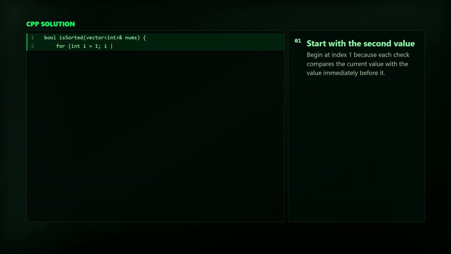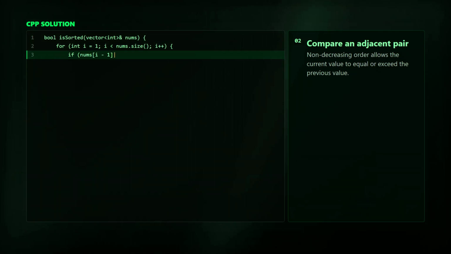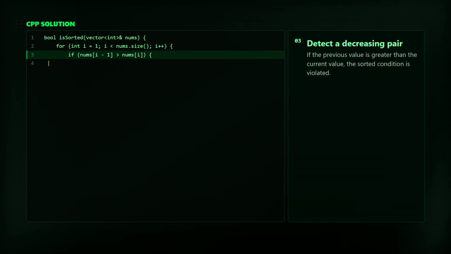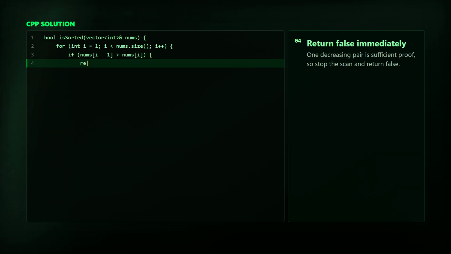Begin at index 1 because each check compares the current value with the value immediately before it. Non-decreasing order allows the current value to equal or exceed the previous value. If the previous value is greater than the current value, the sorted condition is violated. One decreasing pair is sufficient proof, so stop the scan and return false.